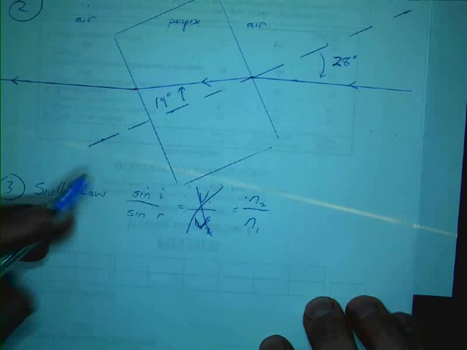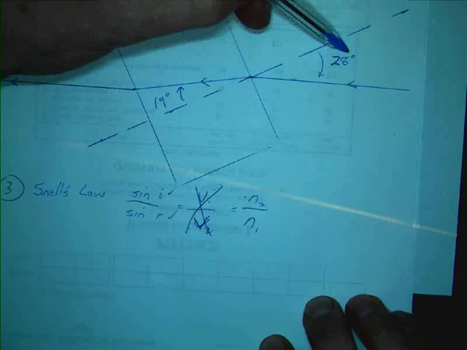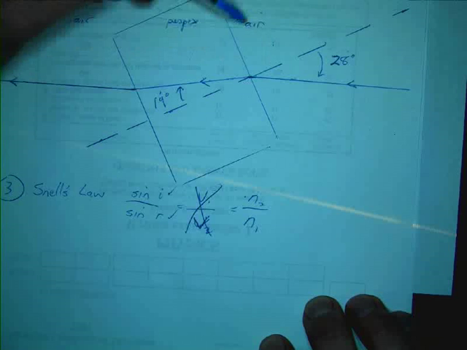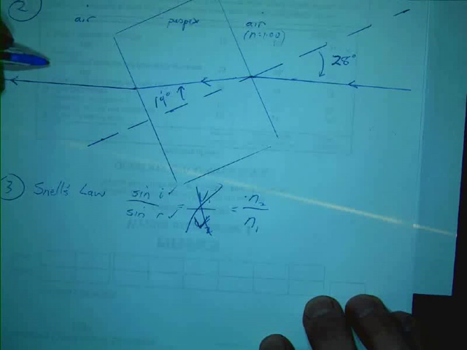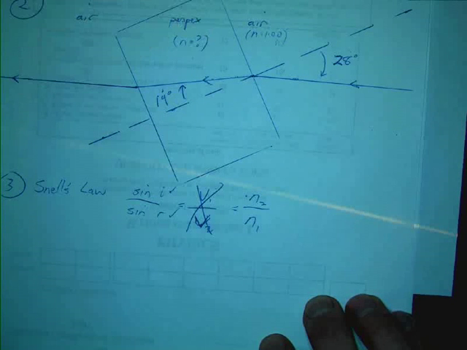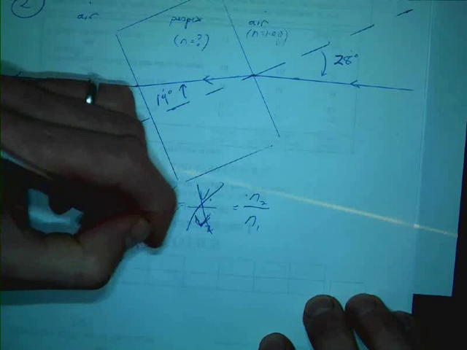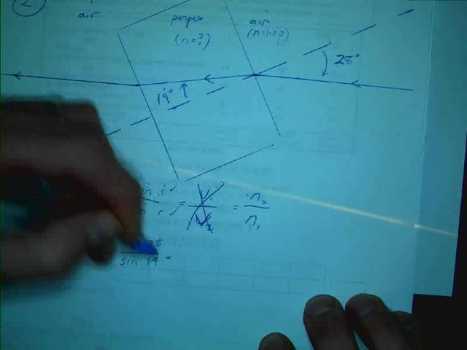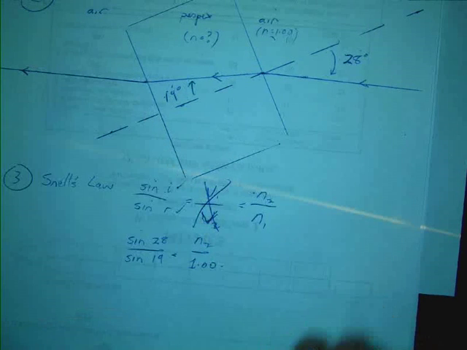Alright, we're not worried about velocity, so we're going to go with this. Now we know this, angle of incidence, angle of refraction, and we know this. In air, we can assume this to be 1. The absolute refractive index is 1. In perspex, the absolute refractive index, well, we don't know. So that's what we're going to work out. So sine of the angle of incidence, sine 28, divided by sine of the angle of refraction, sine 19, is equal to n2 divided by 1.